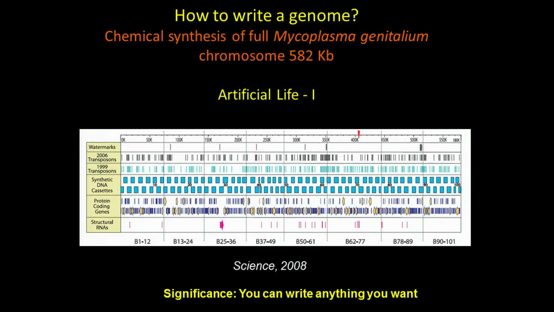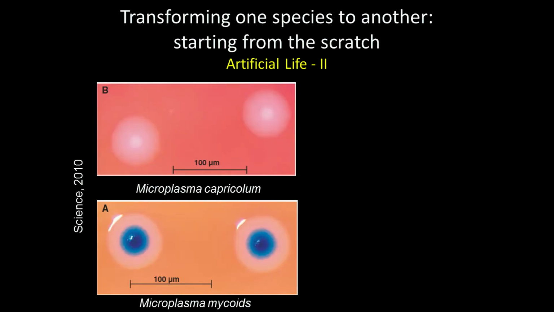So, if I call this artificial life 1, I generally call this artificial life 2. Just after 2 years, the same group published a paper again in Science, where they showed they chemically synthesized the genome of one kind of mycoplasma and put it into another species, from where they had taken out that genome. And when they did that, they changed that one mycoplasma to another species.